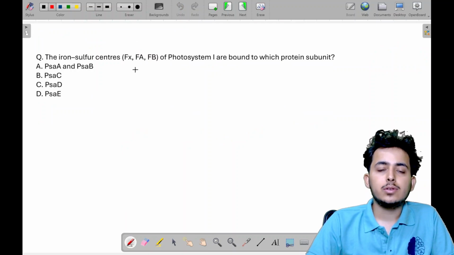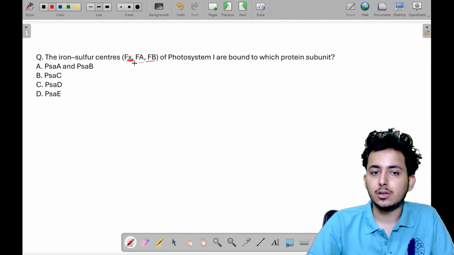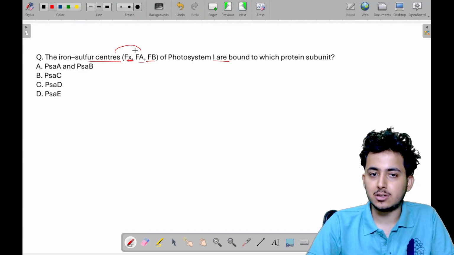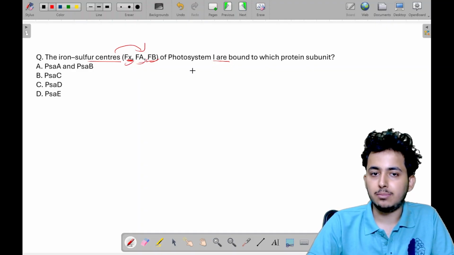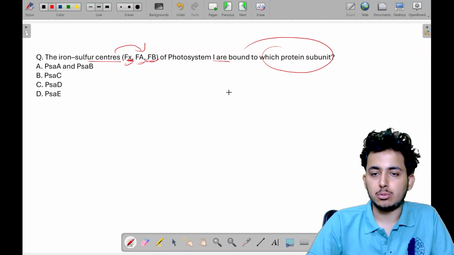Let's move to the next question. The iron sulfur centers FX, FA, FB. I told you that the iron sulfur part of photosystem 1 is made up of three centers, that is FX, FA and FB. So these are bound to which protein subunit? You have to tell the name of the subunit.